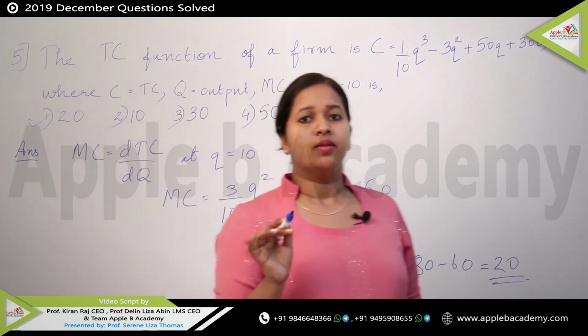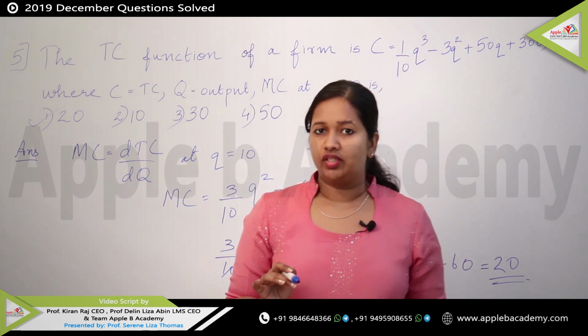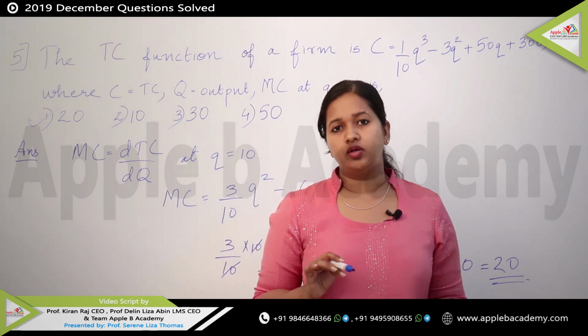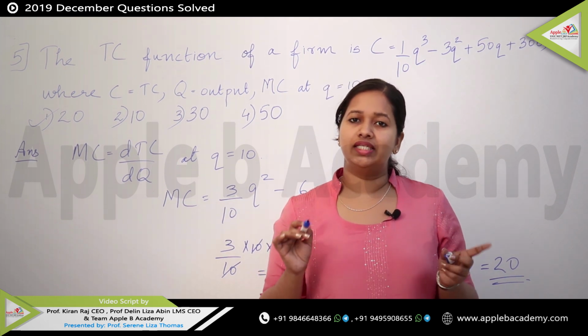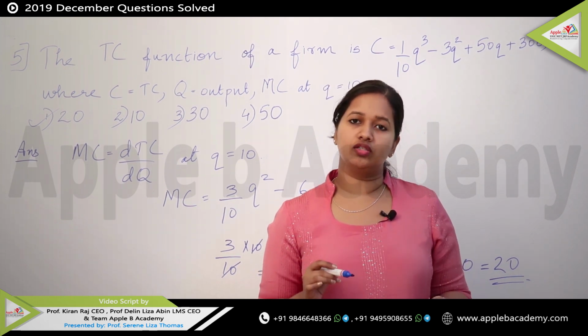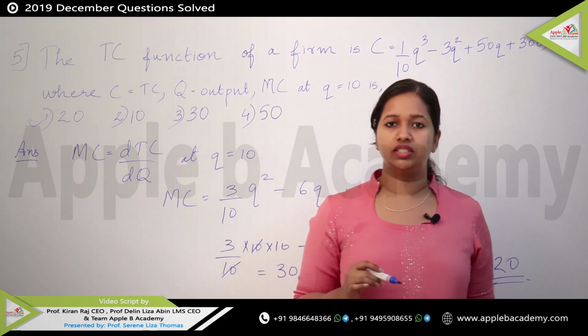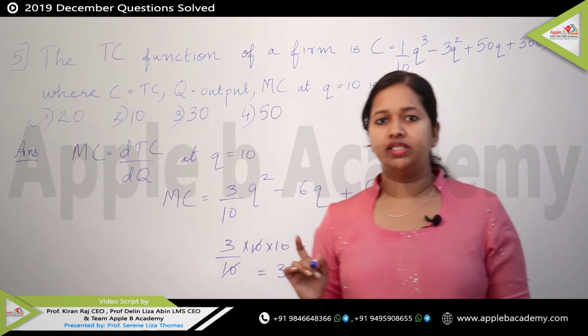So in this question, you have the total cost function given, and you need to find the marginal cost when q is given. Marginal cost is dTC by dq, so differentiating the total cost and substituting the value of quantity, we get the marginal cost, which is equal to 20.